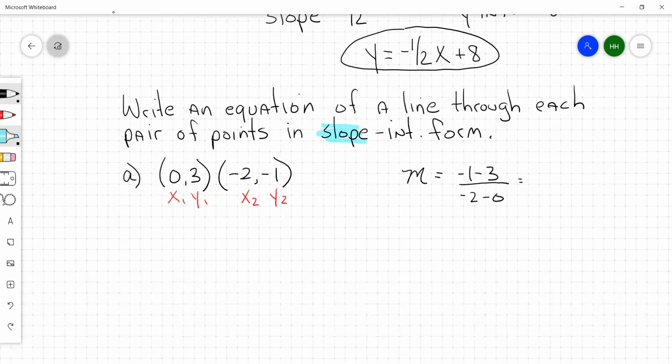Negative 1 minus 3. Everybody's got their calculator on their desk, right? They're just typing in negative 1 minus 3. Say again? Negative 4. Good, good. And how about negative 2 minus 0? Negative 2. Good. What's a negative divided by a negative? It's a positive. Good. And what's 4 divided by 2? 2. Good. You are alive. All right. What does perpendicular mean?